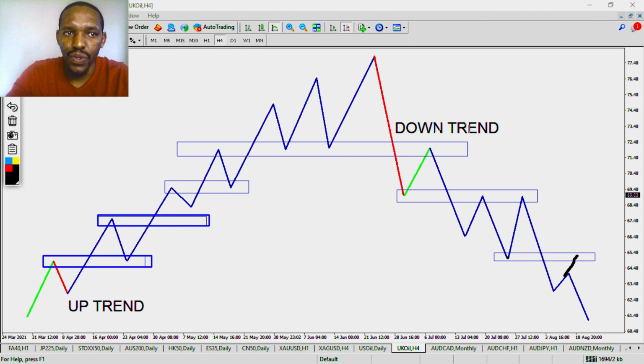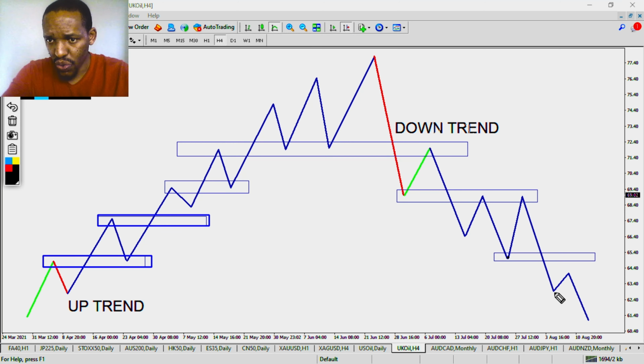So what happens with this one is that it's a flag. I call it a flag. I know most traders may call it different names. This is what works for me. I call it a flag. So with this one, there are two different ways you can look into entering this one.